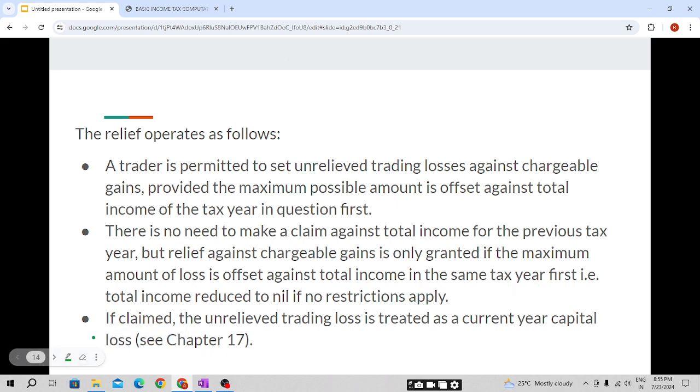So chargeable gain is also an option which is available after setting off against the total income, but it is not necessary to set off the total income of previous year also. If you set off the total income of current year, then you can use the chargeable gains of current year. If previous year you have used the set off against the total income, then chargeable gain you can set it off.